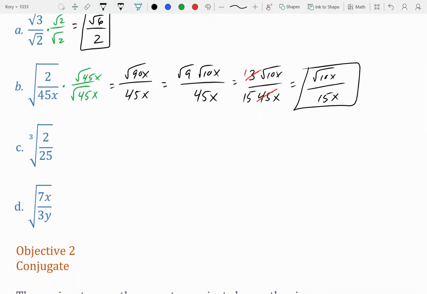Alright, next we have the cube root. Still doesn't change what we're going to do. We're going to multiply by the cube root of 25. So we're left with the cube root, that goes away. We're left with 25 on the bottom and the cube root of 50. Can't simplify that, so we're done.